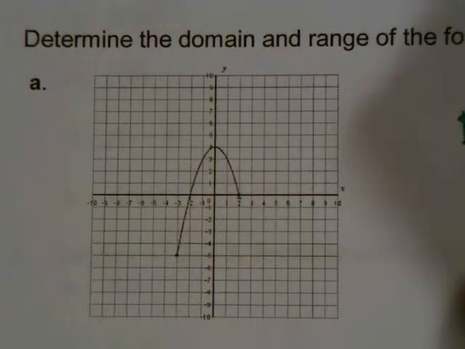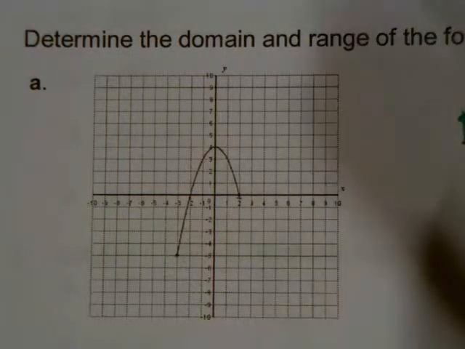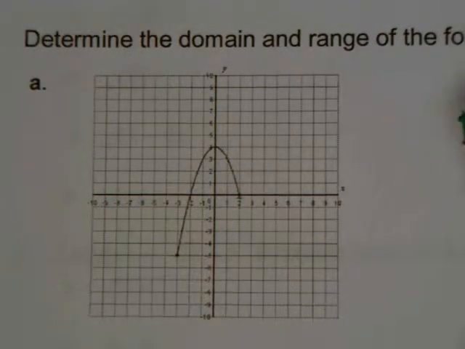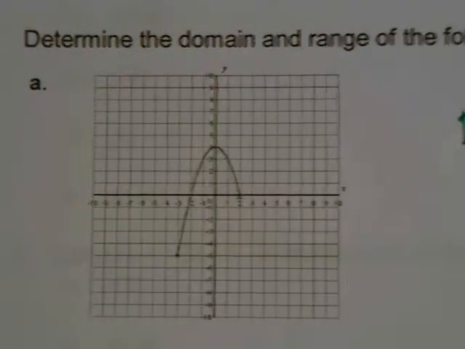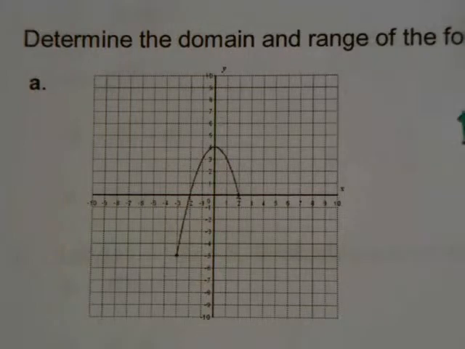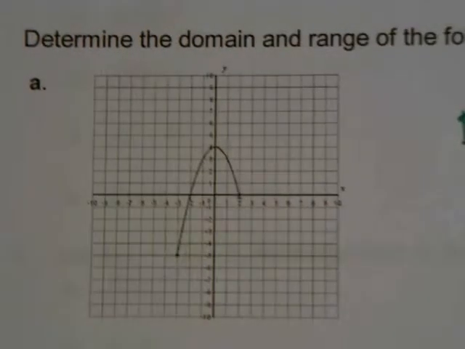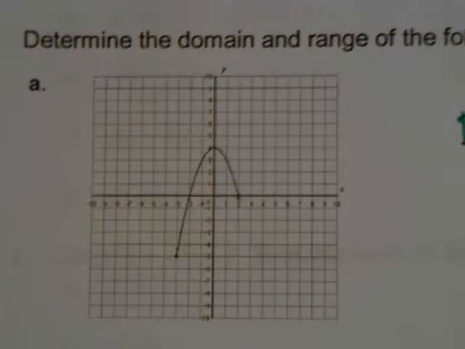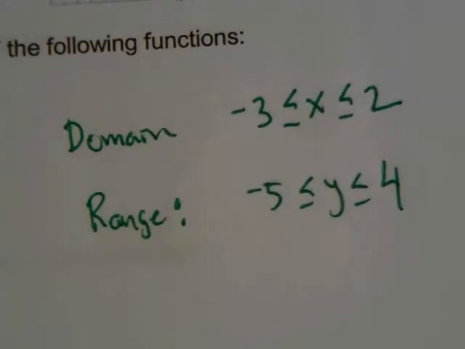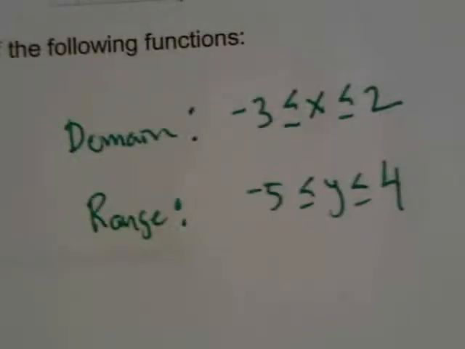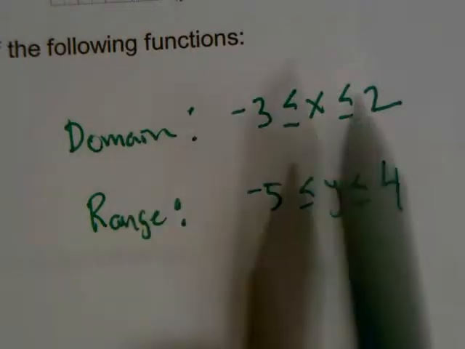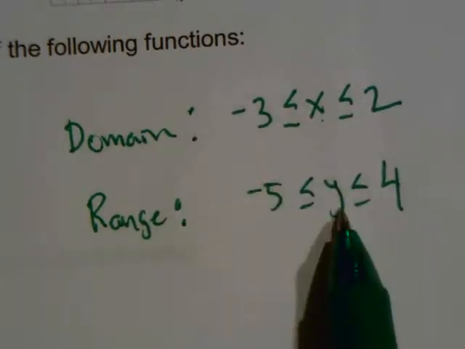So our range, our lowest point was -5, and our highest point looks to be 4. So our range would be, ooh, you can't see what I'm writing here because I zoomed in so far. Domain is between -3 and 2, and range is between -5 and 4. And notice domain has the x values, range has the y values.